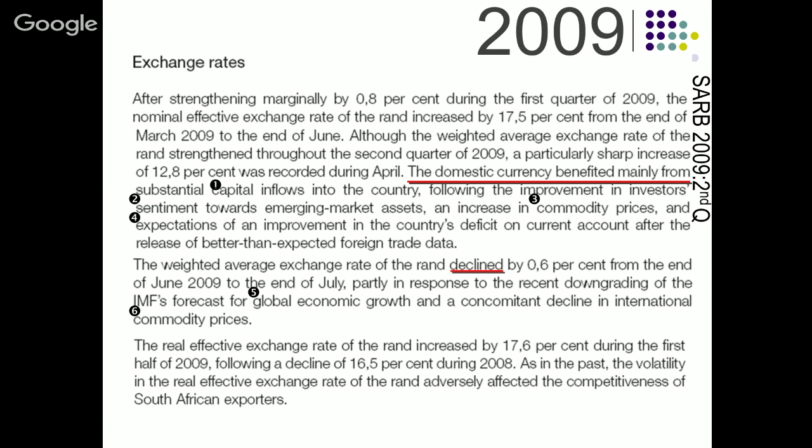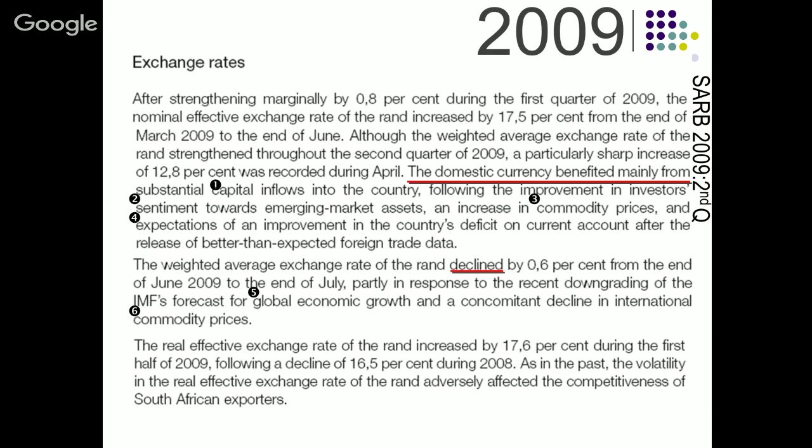Cool. So what happened? The red line there, domestic currency benefited. And that was great because all of a sudden we had an appreciation year in the midst of all this turmoil. So we benefited mainly from what? Substantial capital inflows into the country, just like what we've drawn now. So capital inflow will have a positive effect on the exchange rate of the rand. Can we see that? Right.